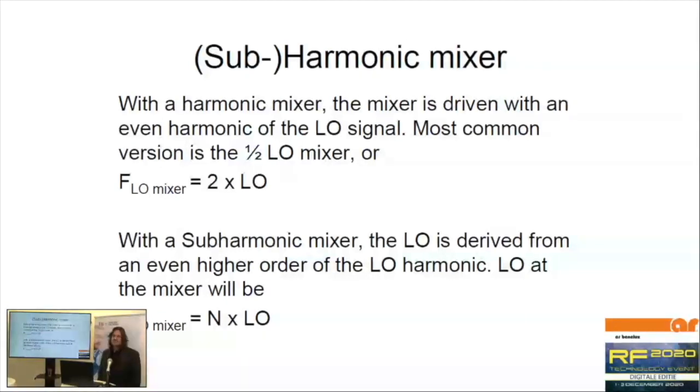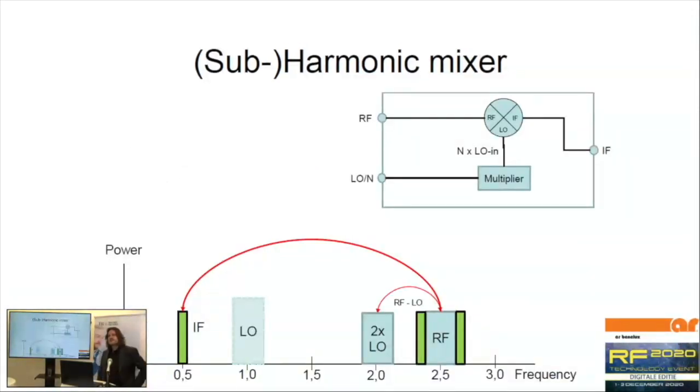Subharmonic, which was between the brackets, basically means you can choose a mixer that uses anything other than the second harmonic, for instance. You can have a third, a fourth, a fifth, and depending on the brand and the situation, you can go up to very high frequencies without using a very high frequency LO. So how does that work?